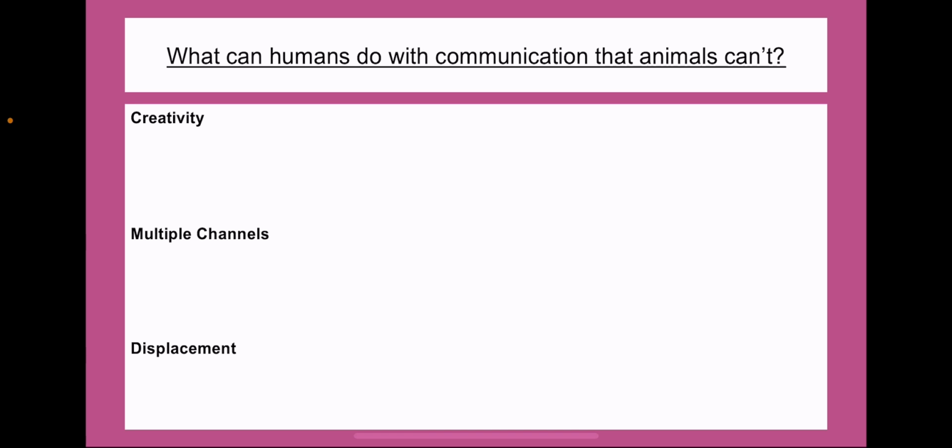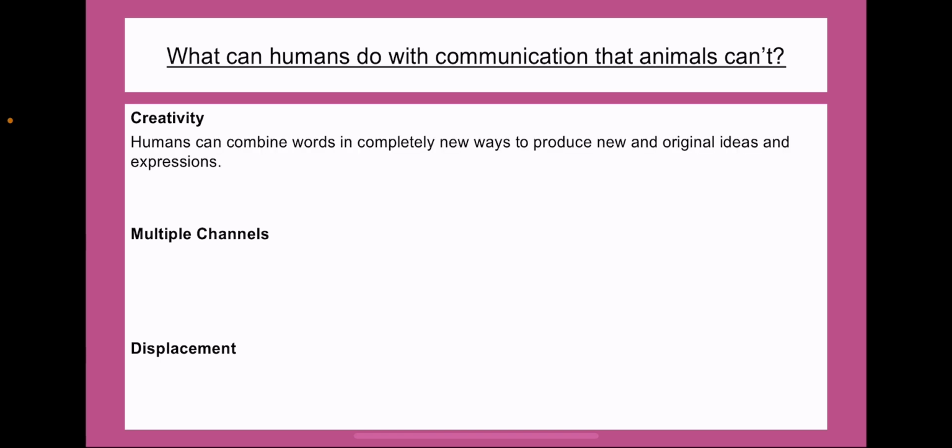Let's go through them. Firstly, the thing is that we are more creative. We have more creativity with our language than animals. So what does that mean? Well, that means that we are able to combine words in completely new ways to produce new and original ideas and expressions all the time. We are constantly making up new words, constantly coming up with new ways of talking to each other. So we are ever creative in our communication. Animals aren't. Animals only have a select number of signals that they have to choose from. We are literally forever making up new things.